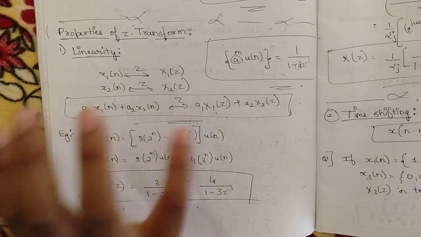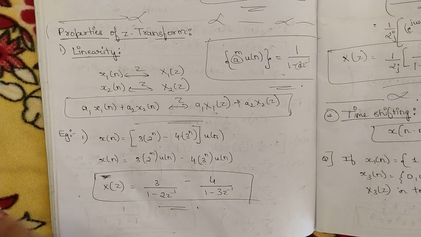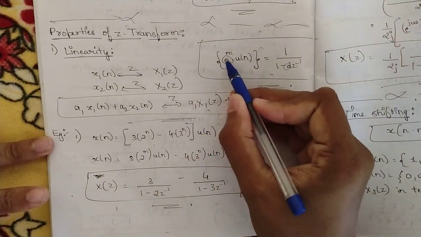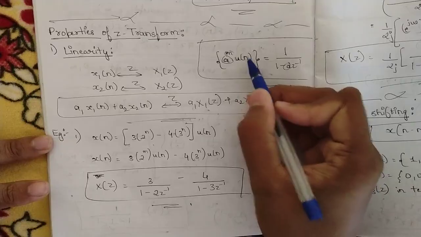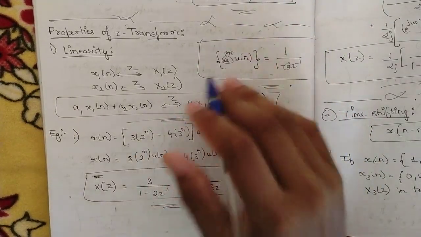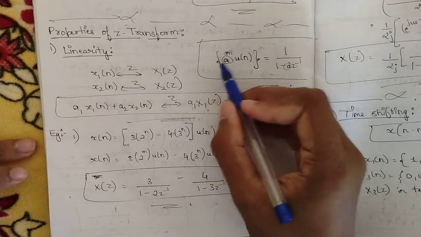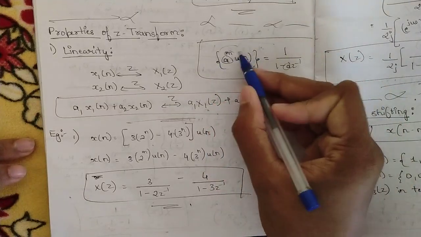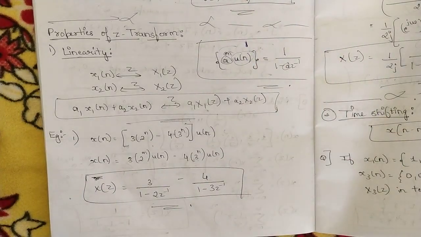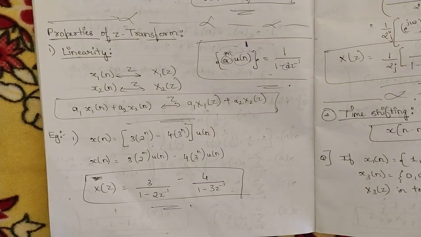With this property I've solved some example problems just to make it clear how this property actually works. Before knowing the linearity property you should know one thing, that is a power n into u of n. If you want to convert this to the Z plane, we know that u of n is equal to 1 always, because this is the unit step response. It is always equal to 1 for all values of n.